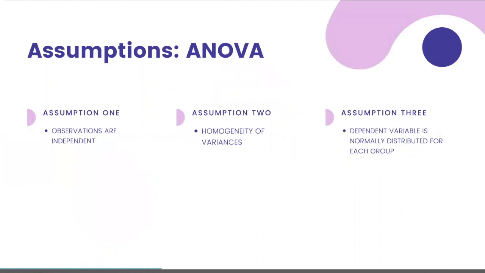The 3 assumptions of the ANOVA are that observations are independent. For example, one student's math scores are not systematically connected to or related to another student's math scores. The second one is that there's homogeneity of variances. And then the third assumption is that the dependent variable is normally distributed for each group.